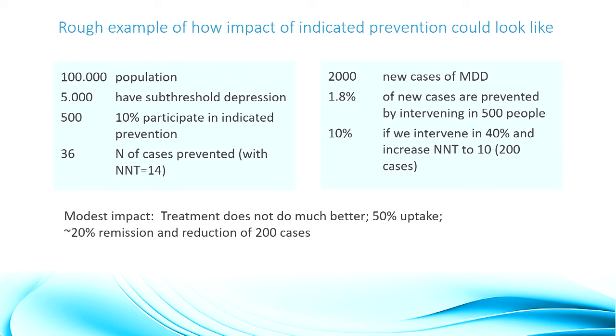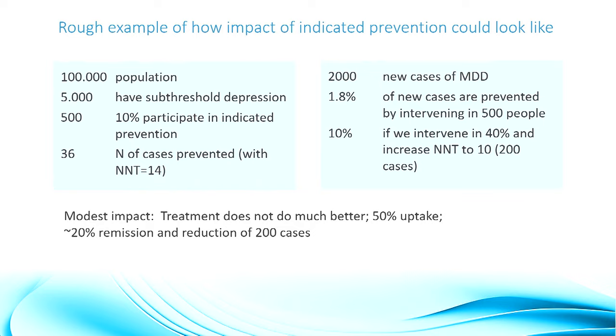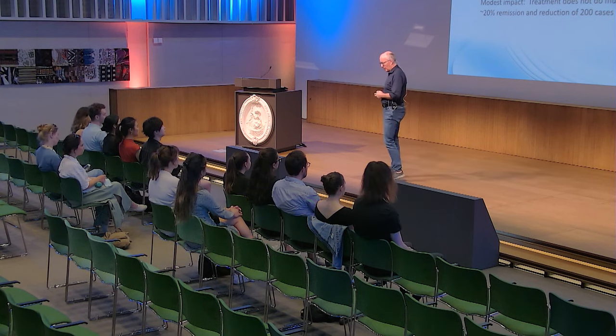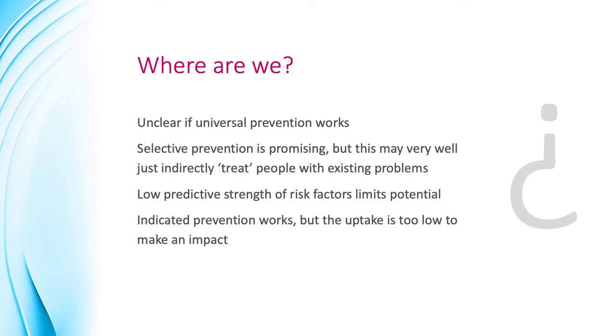When you look at this population, in the next year, there will be 2,000 people developing a depressive disorder. And if we do this kind of preventive interventions, we only prevent 1.8% of those incident cases. So we could increase that by increasing participation rates or by increasing the effects of the interventions. But this is what it is. So the impact is pretty modest. I must say, I will show in a later example that treatments are not that much better. Treatments are also effective, but not that effective. And the impact on the prevalence in a population is also limited for treatments.